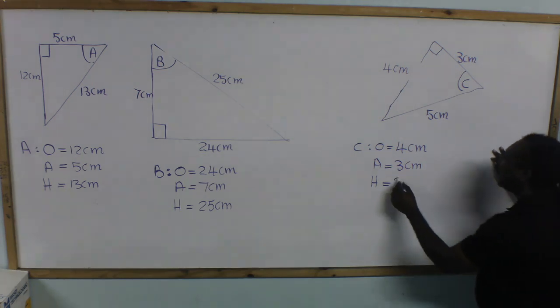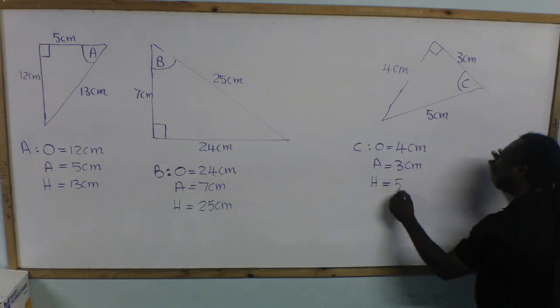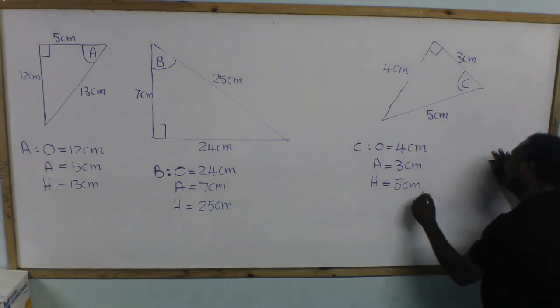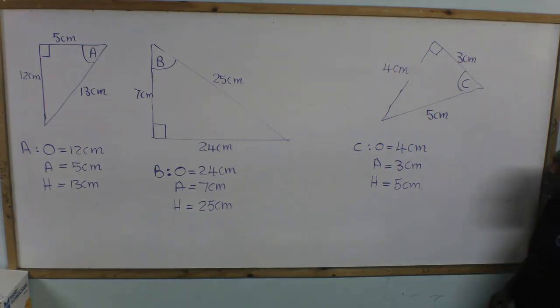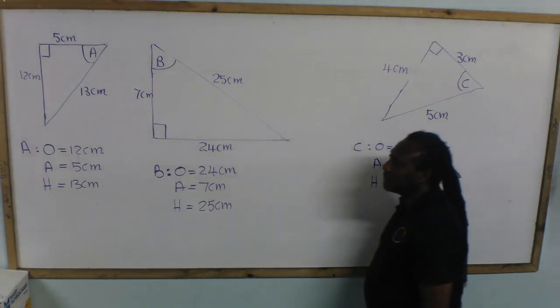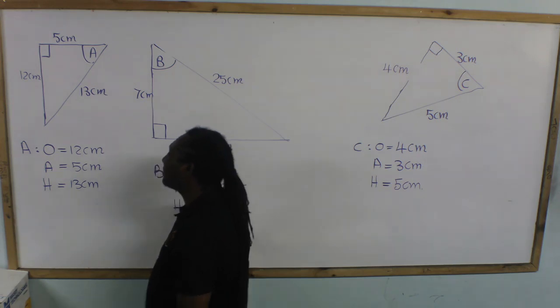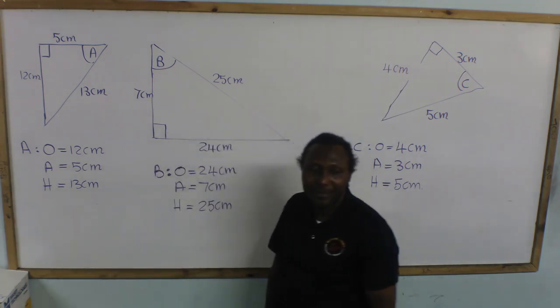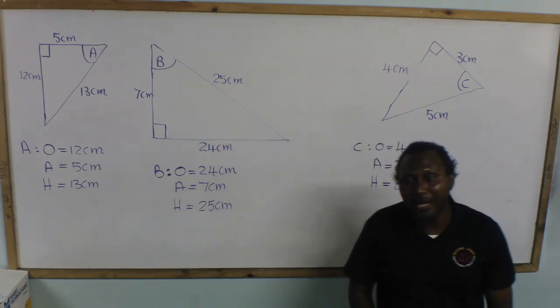The hypotenuse is 5 centimeters. So we have identified all of the sides of each of the right angle triangles. So we can move to the next step.